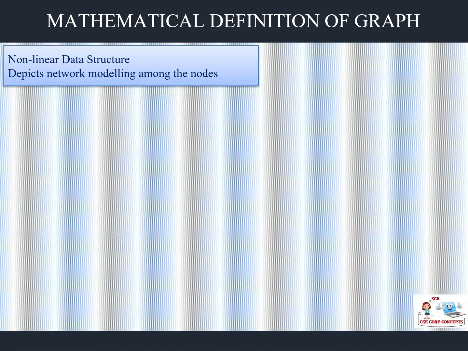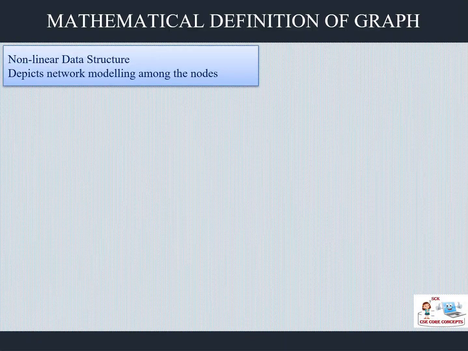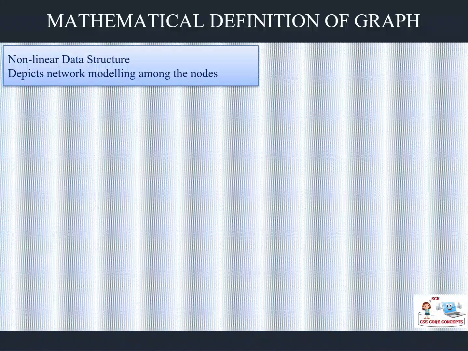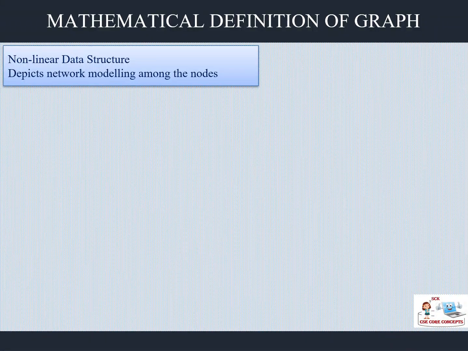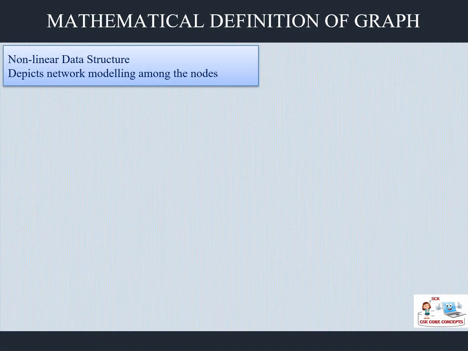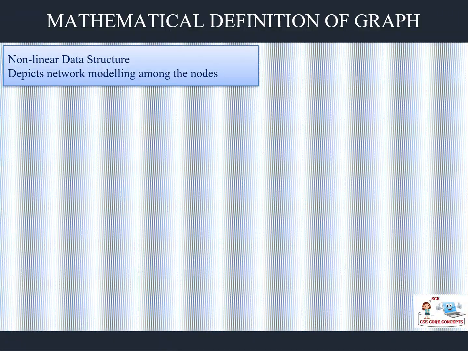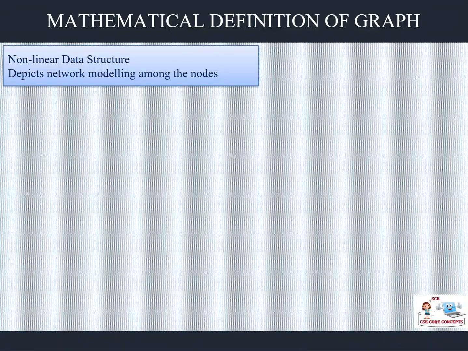Before proceeding with the different types of graphs, I want to discuss a mathematical definition of how we define a graph. So basically, what is a graph? It depicts network modeling among the nodes. Where will it be used? Let us say, for example, an airlines company wants to show pictorially how their flight network is, from which cities to which cities they have a network. For that you can use a graphical type of structure to depict it, because this is non-hierarchical.